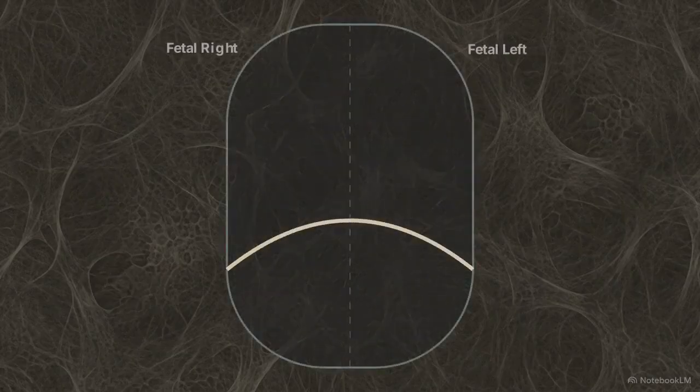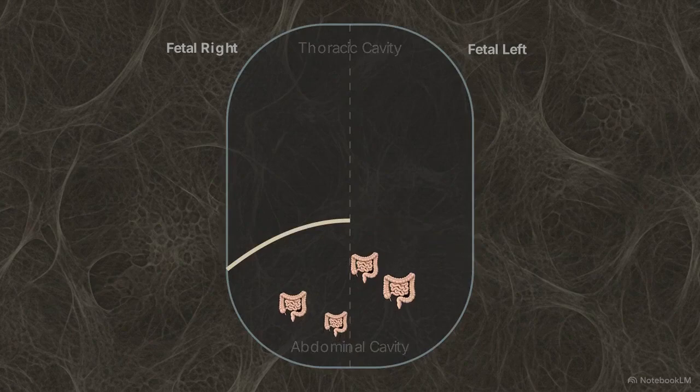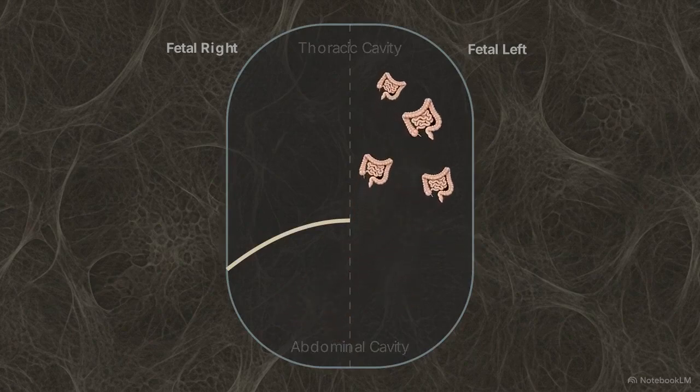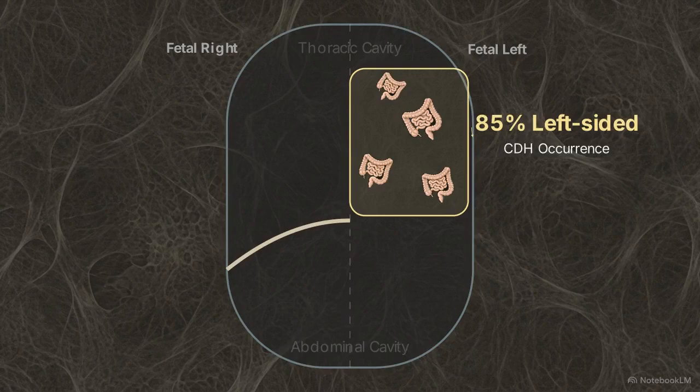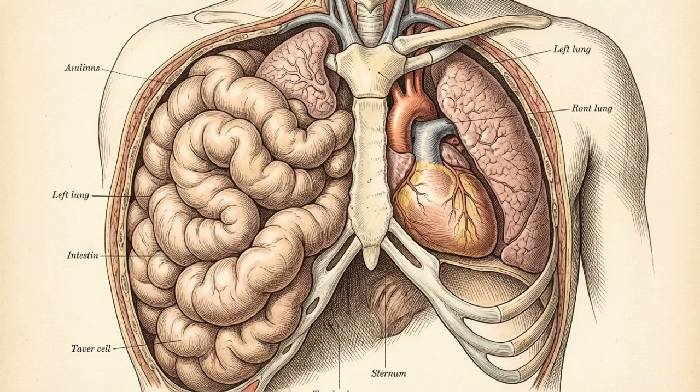In CDH, a defect in the diaphragm allows abdominal contents to push upward into the chest. In 85% of cases, this occurs on the left side. The herniated organs create a massive space-occupying lesion in the chest. This physical crowding prevents the lungs from expanding and developing, causing severe pulmonary hypoplasia.